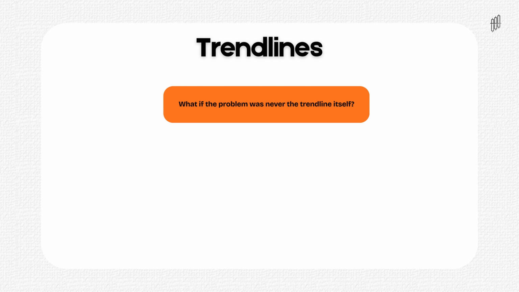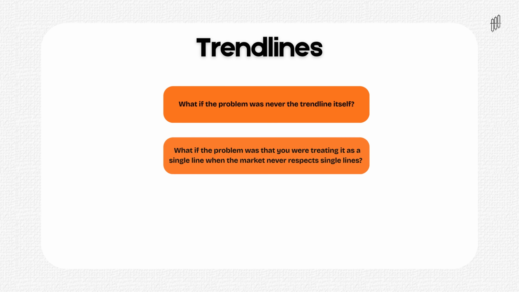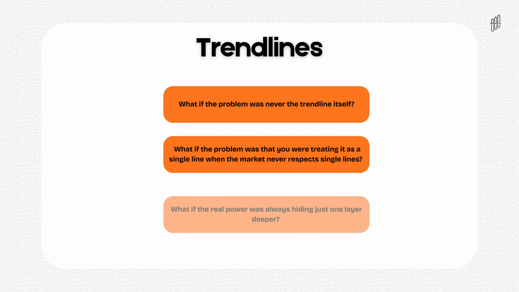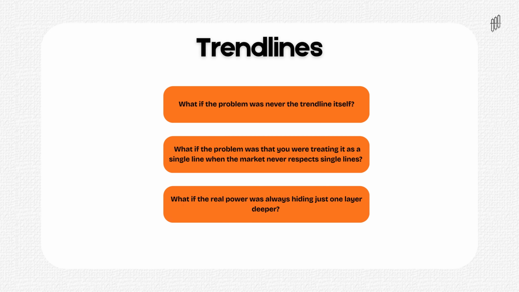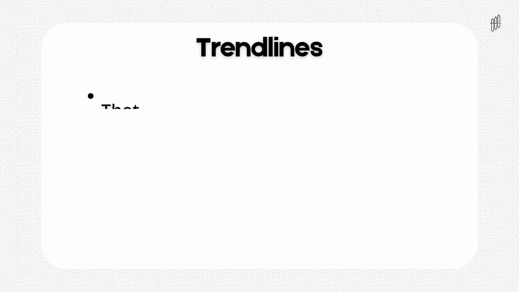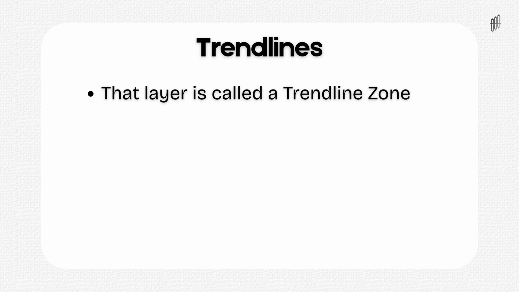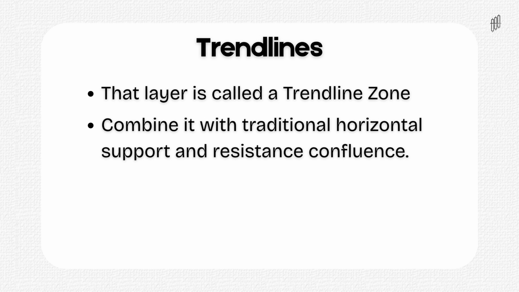But what if the problem was never the trend line itself? What if the problem was that you were treating it as a single line when the market never respects single lines? What if the real power was always hiding just one layer deeper? That layer is called a trendline zone. And when you combine it with traditional horizontal support and resistance confluence, you get one of the cleanest, most reliable trading frameworks you will ever use. Stay with me because this is about to completely change how you draw and trade trend lines forever.